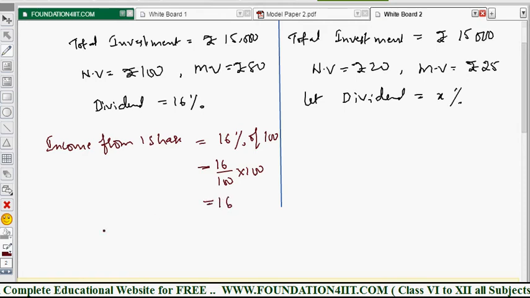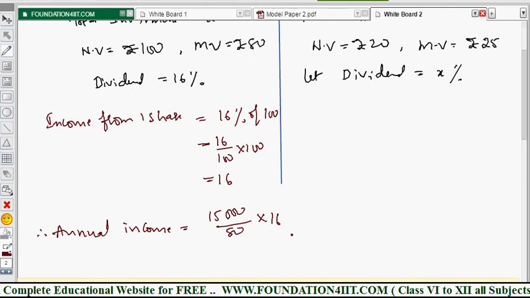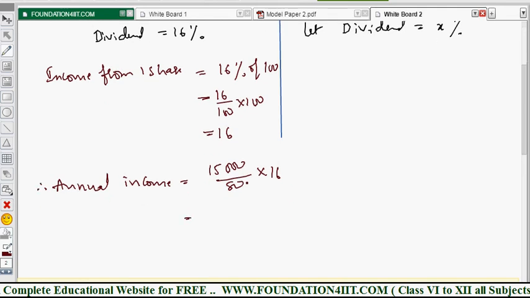Okay, then annual income we can find out. Therefore, annual income is equals to 16. So here total investment is 15,000, market value is 80. That means 15,000 by 80 is number of shares into each share profit is 16. So 15,000 by 80 into 16. If we get cancellation, 8 1s are 8, 8 2s are 16. So 1500 into 2 is rupees 3,000, right? So this is the annual income from Arun's share.